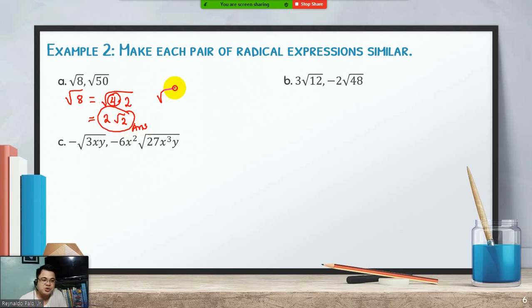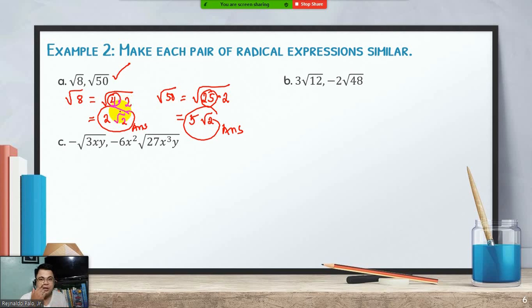Now, let's proceed to square root of 50. 50 is not a perfect square. So all we need to do is to factor 50, wherein one of the factors is a perfect square. The factors of 50 are 25 and 2. Then 25 is a perfect square, therefore square root of 25 is 5, so we have 5 square root of 2. As you can see, here they were not similar, but after we simplified them, they both have the same radical, square root of 2. So therefore, they are similar, and if you're going to add or subtract them, you can do it because they are already similar.